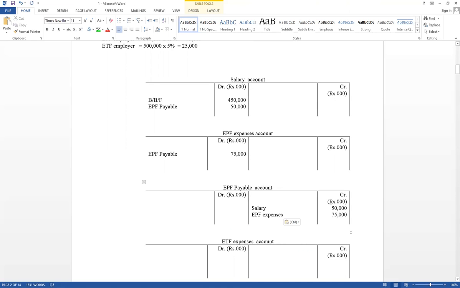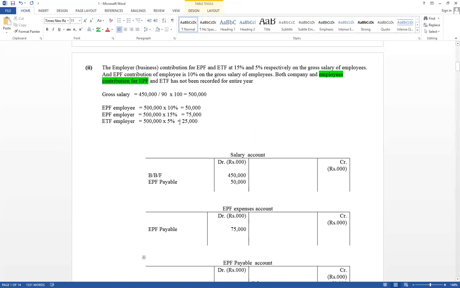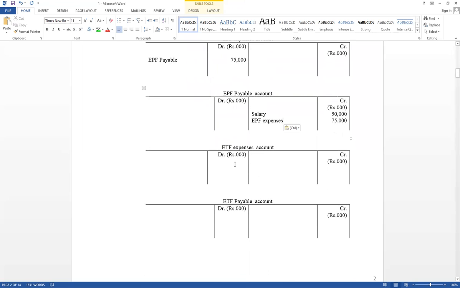Think about the EPF payable account: it is affected by both the contribution of the employer and the employee. For the contribution of the employee, salary account debit, EPF payable account credit. For the contribution of the employer, EPF expense account debit, EPF payable account credit. ETF only has the contribution by the employer, 25,000, another expense. ETF expense account debit 25,000, ETF payable account credit. Therefore, ETF payable account credit as ETF expense, ETF expense account debit as ETF payable.